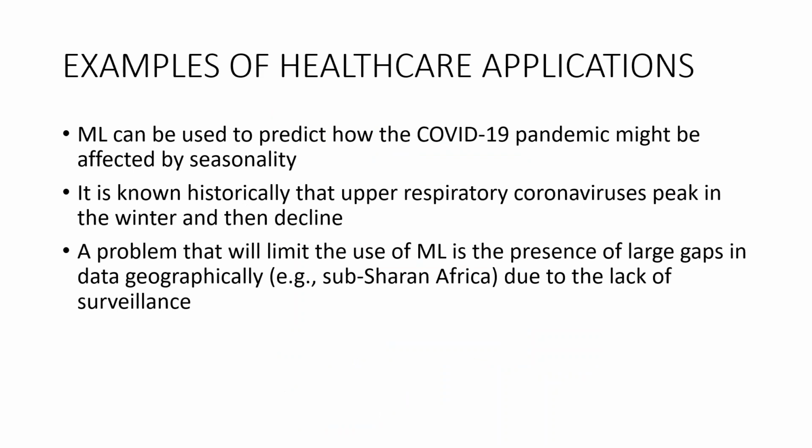A few other things that machine learning can do is that it might be able to help estimate or predict seasonality. Historically, it's known that upper respiratory coronaviruses are bad in the winter and decline as summer comes around. But one problem you're going to have in any of the work using COVID-19 is that there are large areas geographically where you may have very little data, like sub-Saharan Africa, because of the limitations of their healthcare system. You may not be able to actually determine how many cases of COVID-19 there are.